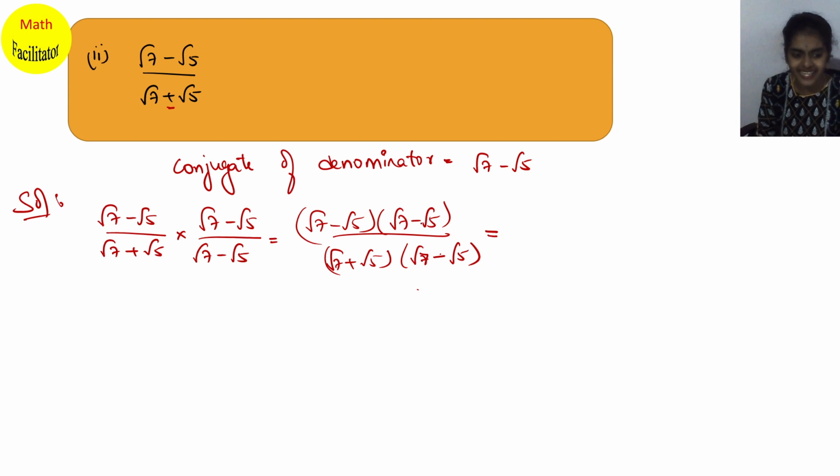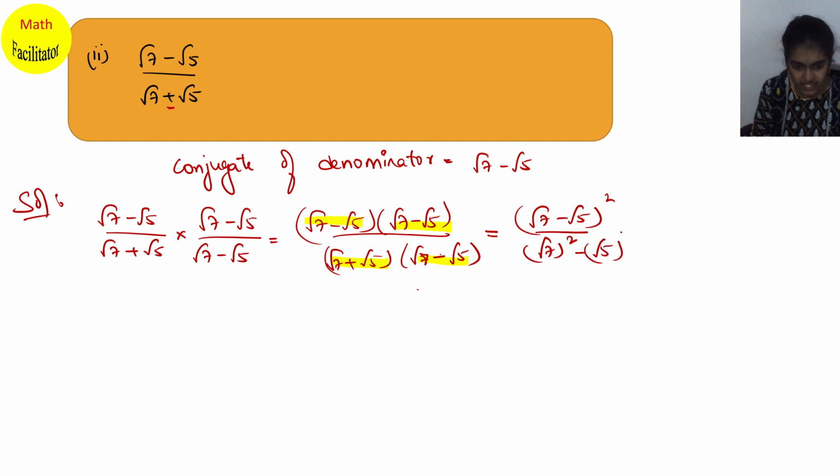So numerator is like a into a. See here. It is completely like a into a. So can I write as a square? And denominator is a plus b into a minus b. So let us simplify it similar to the previous question. So this is root 7 minus root 5 whole square divided by root 7 whole square. A plus b into a minus b is a square minus b square. Here a is root 7, b is root 5.